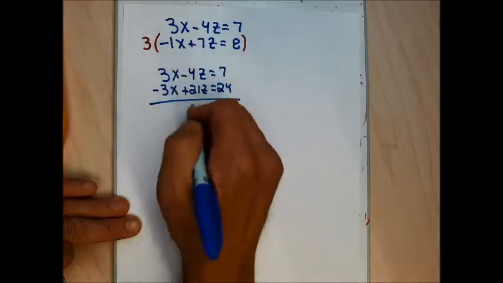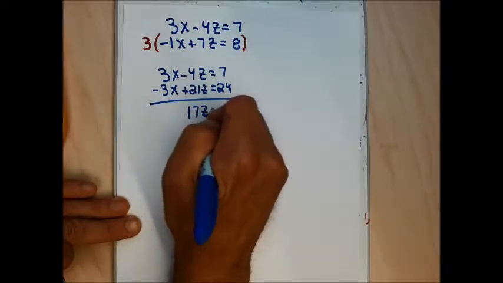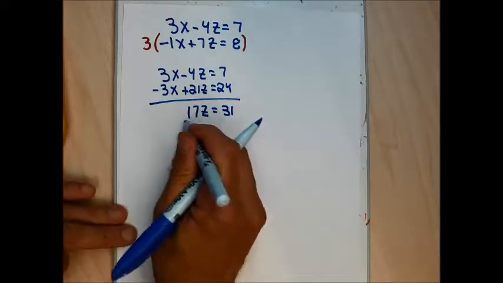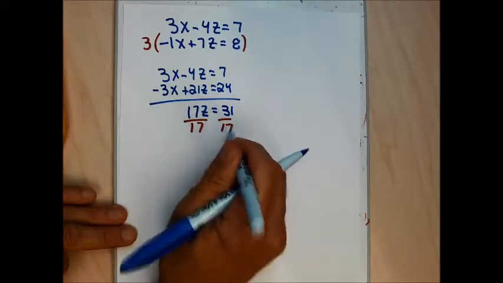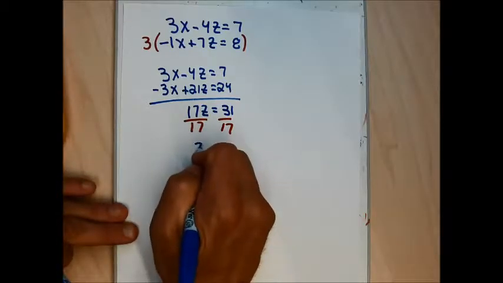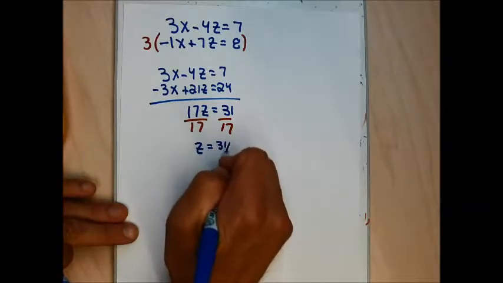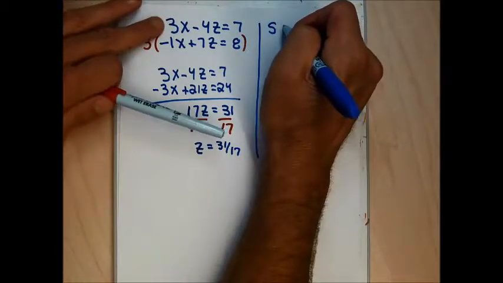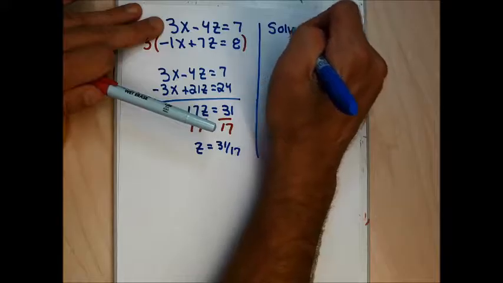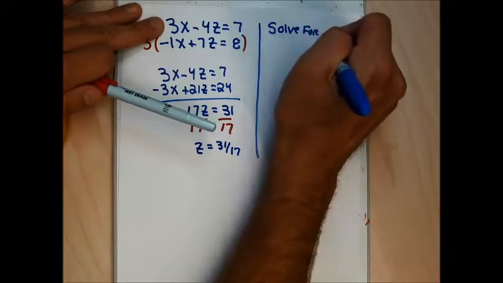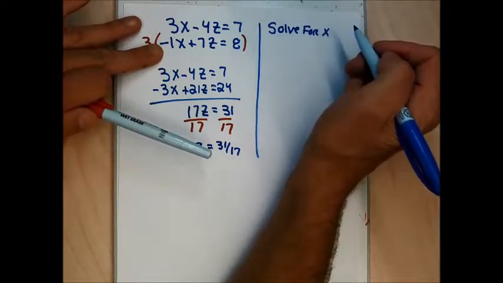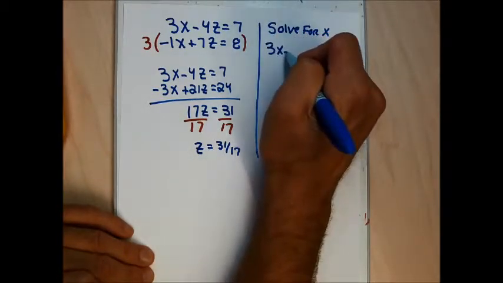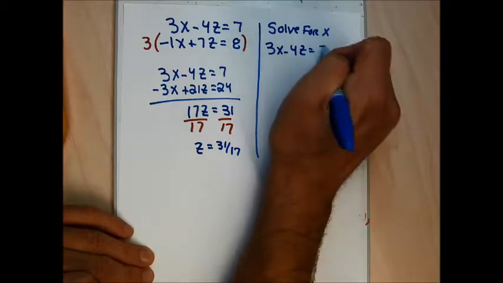Z's have opposite signs. I subtract and get a 17z. 7 and 24 add to be 31. Divide by 17. Divide by 17. And I get z equals 31 over 17. Now I'm going to solve for x. And I'm going to use this equation because the x's are positive. That equation might not be that bad either because there's a 1 in front of the x. But I prefer positives to negatives. So I'm going to use 3x minus 4z equals 7.